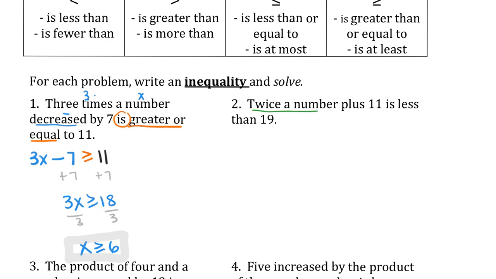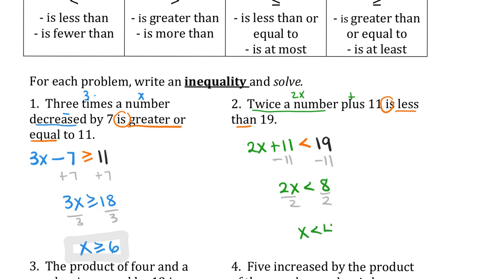Okay, twice a number, 2x. Plus 11. Okay, and then when we see is, we normally think equals, but let's keep reading. Is less than, or just less than. No, not less, just less than, not equal to. So is less than 19. Right? Just solve. Okay, so my answer is x is less than 4.